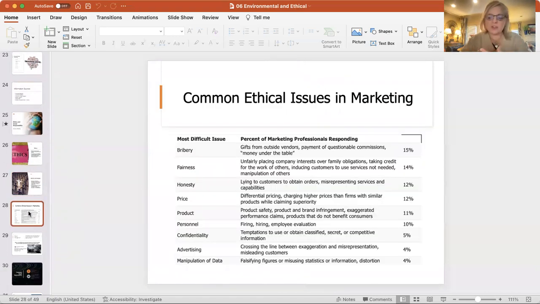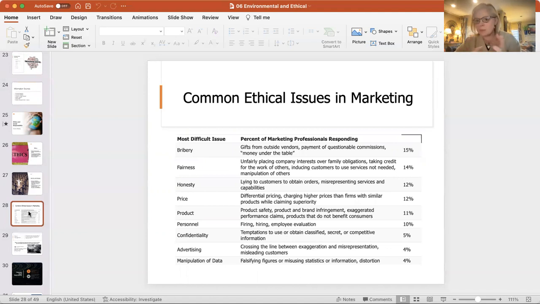There's a lot of different ethical issues in marketing. A lot of people don't realize this. Bribery is a big one, fairness, honesty. And some of these things happen in the context of international marketing, some of them local. Pricing, we talked about pricing laws a couple of minutes ago. We'll get into that further later on in the course.